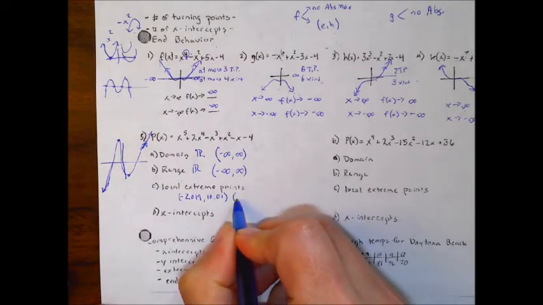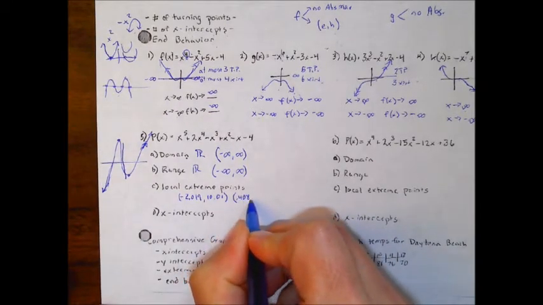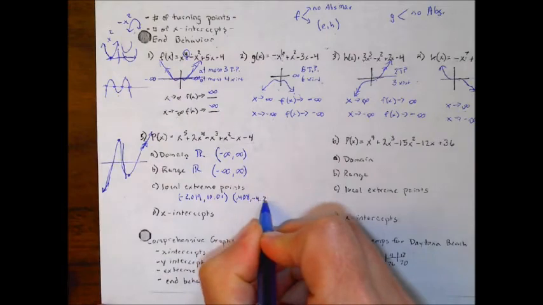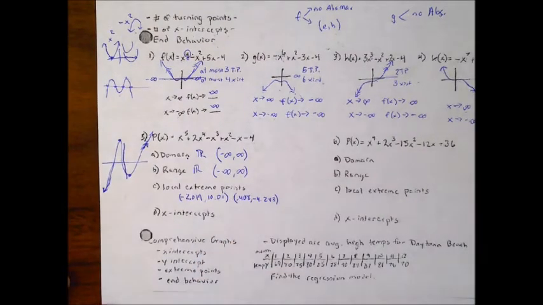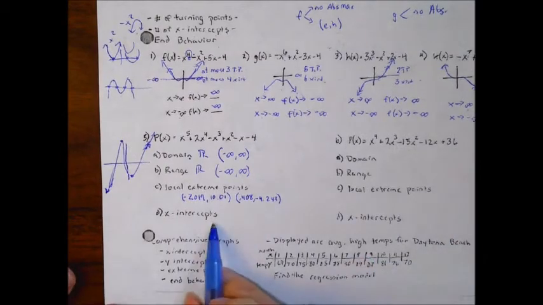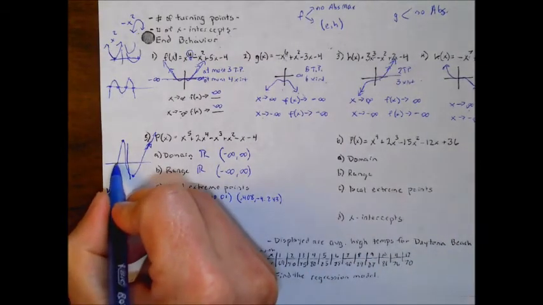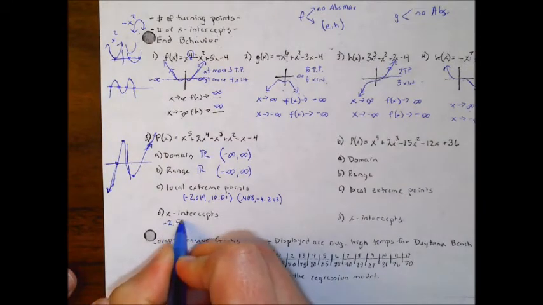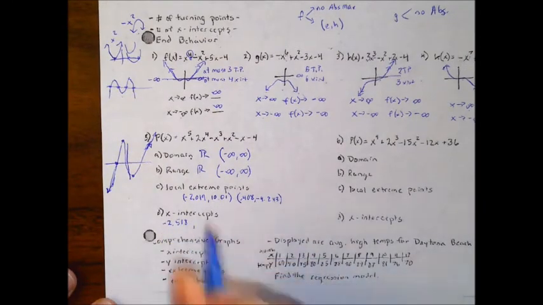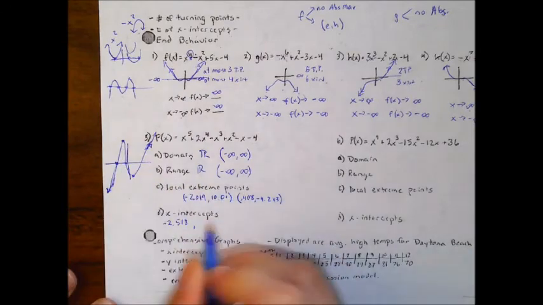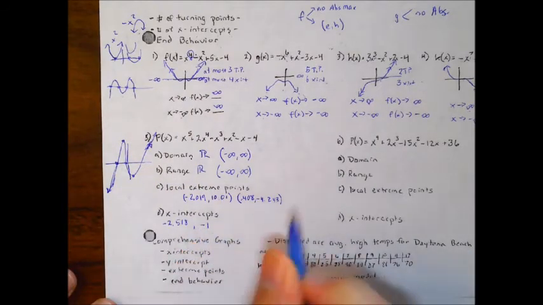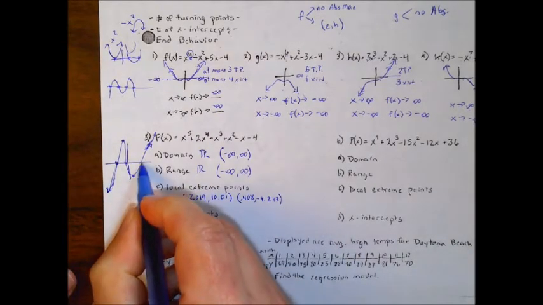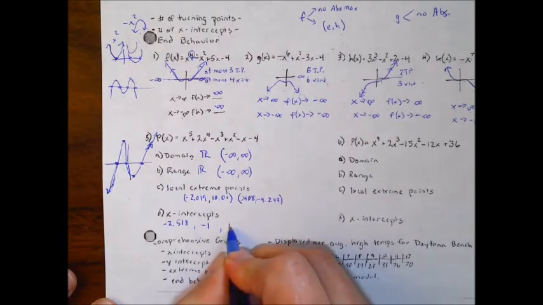Okay, and if you want to find the x-intercepts, once again you can use Desmos for that. That x-intercept is negative 2.518. This one right here is negative 1, and this one right here is 1.141.